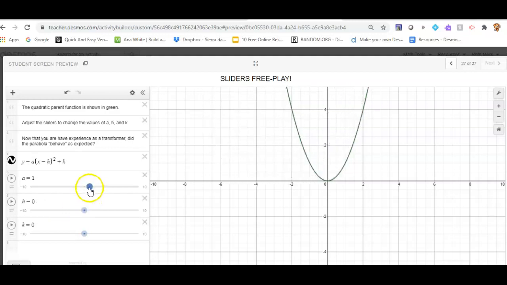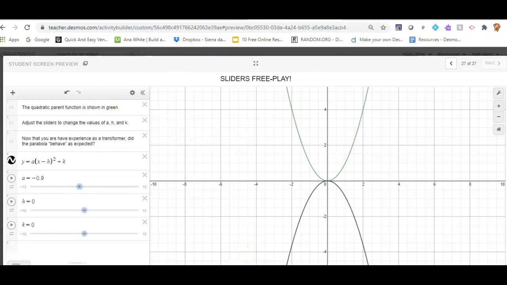And then finally, if a gets larger than 1, I'm stretching this parabola and making it skinnier. If a is a fraction between 0 and 1, it flattens and gets a little bit more compressed, like I'm smushing it into the x-axis. Until I get to negative numbers, then it reflects over the x-axis.